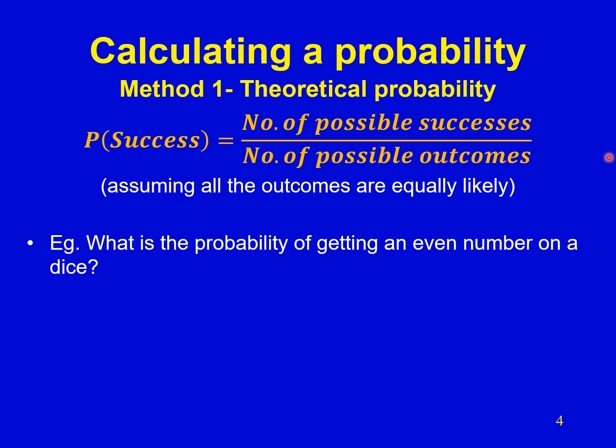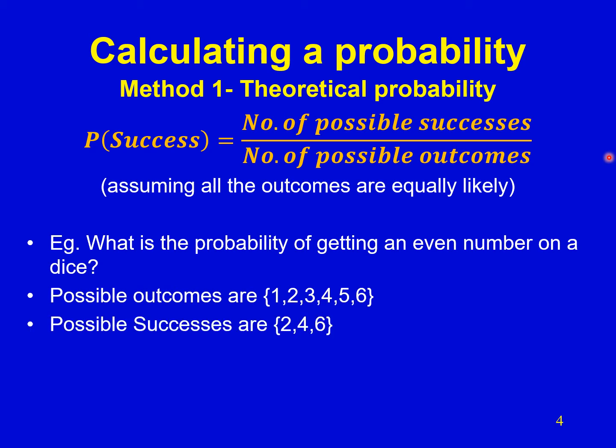So for example, say we were asked to calculate the probability of getting an even number on a dice. Now we know on a dice there are the numbers 1 or 2 or 3 or 4 or 5 or 6. We're interested in getting an even number, so that's our success in this case. So the possible even numbers are 2, 4 and 6. So using our formula, the number of successes is 3, the number of outcomes is 6, so the probability of getting an even number on a dice is 3 over 6, which cancels down to half.